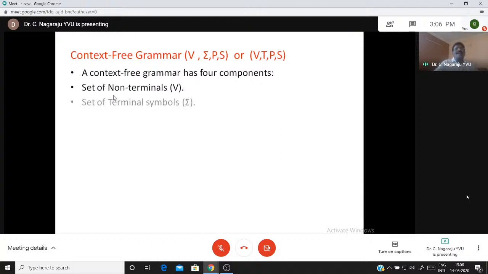V represents a set of non-terminals. Sigma represents a set of terminal symbols, P represents a set of productions, and S represents the starting symbol of the grammar.